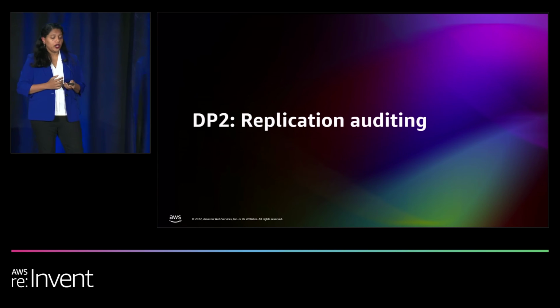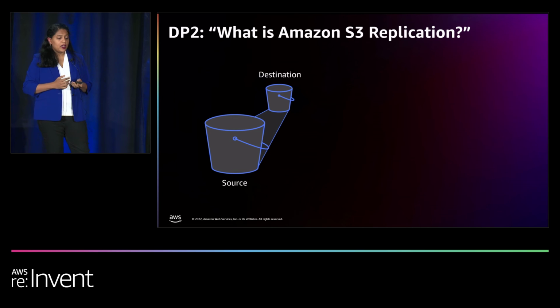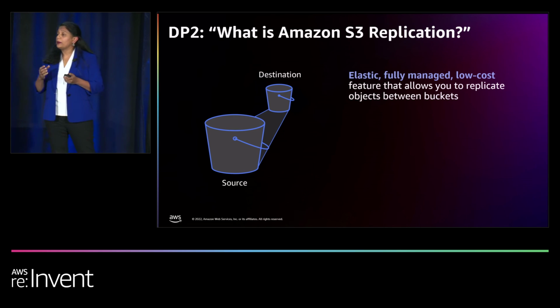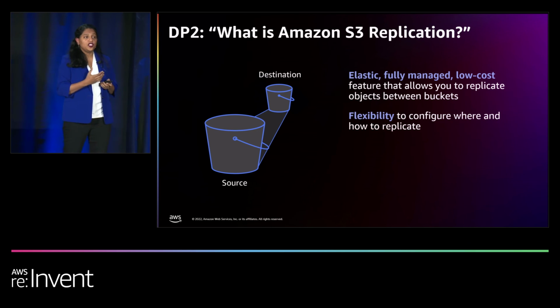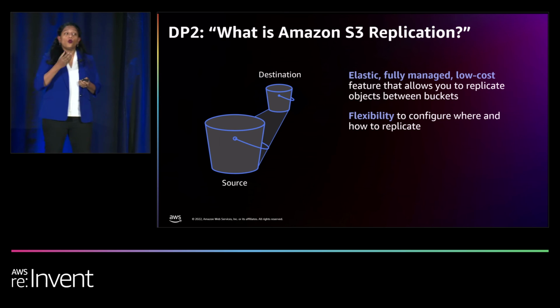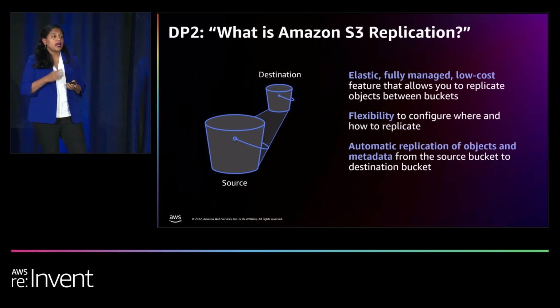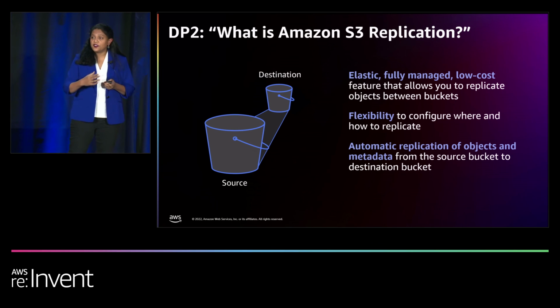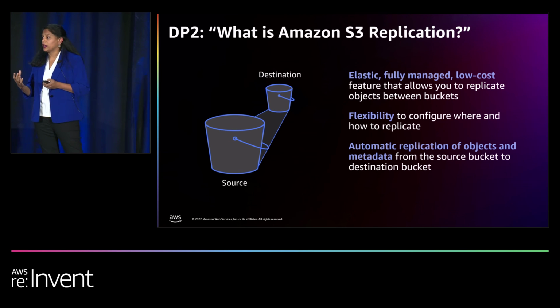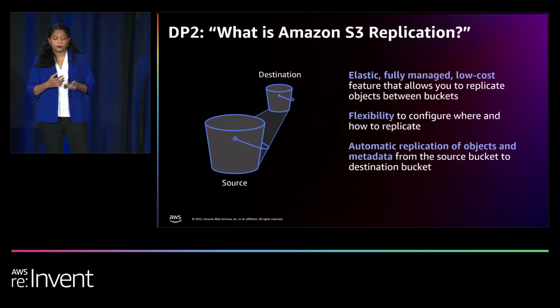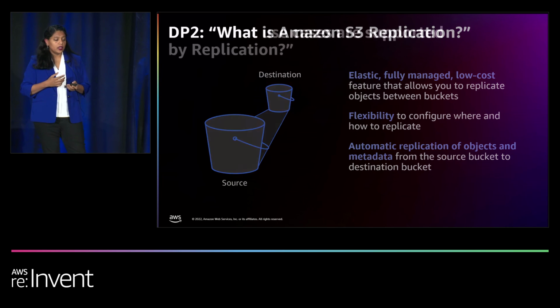Next, replication auditing. Replication is an elastic, fully managed, low-cost feature that allows you to replicate your objects between buckets. It offers you a rich set of features that you can use to configure where and how to replicate. To get started, you set up a replication rule where you specify the source bucket and the destination bucket. And once the rule is set up, S3 will automatically replicate the object and its metadata from the source bucket.